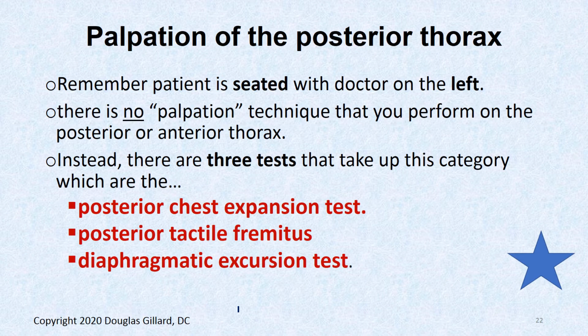Palpation of the posterior thorax. So that was inspection. Now we're starting palpation. There is no soft palpation. Remember, in the abdomen, there was a circular soft palpation, and there was a back and forth deep palpation of all the quadrants. There is no palpation like that here. The palpation is used to categorize 3 tests. So these are the palpatory tests that we're going to talk about: the posterior chest expansion, posterior tactile fremitus, diaphragmatic excursion.